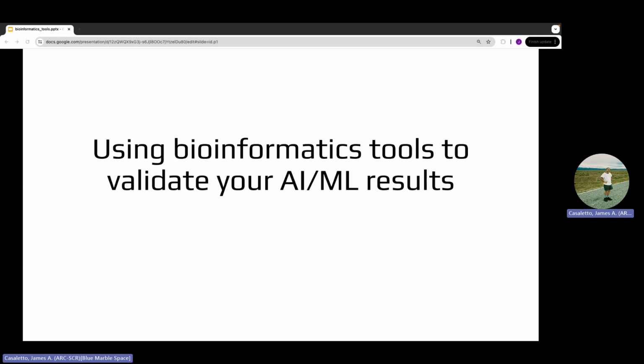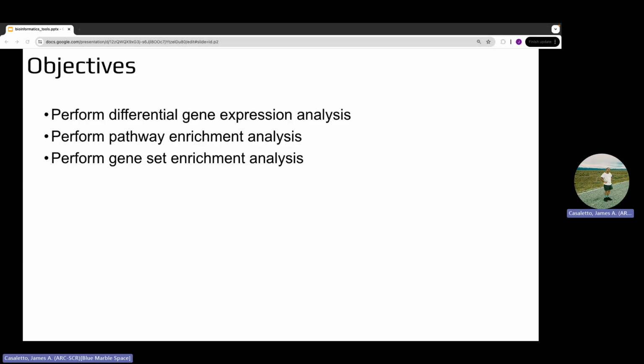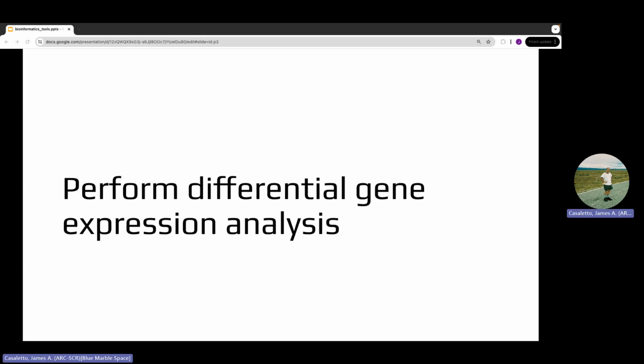Moreover, knowing which genes are implicated in these deleterious physiological processes provides a molecular target for diagnosis, monitoring, and potential therapy. The objectives of this lesson are to perform differential gene expression analysis, perform pathway enrichment analysis, and perform gene set enrichment analysis. In this first section, we describe how to perform differential gene expression analysis.